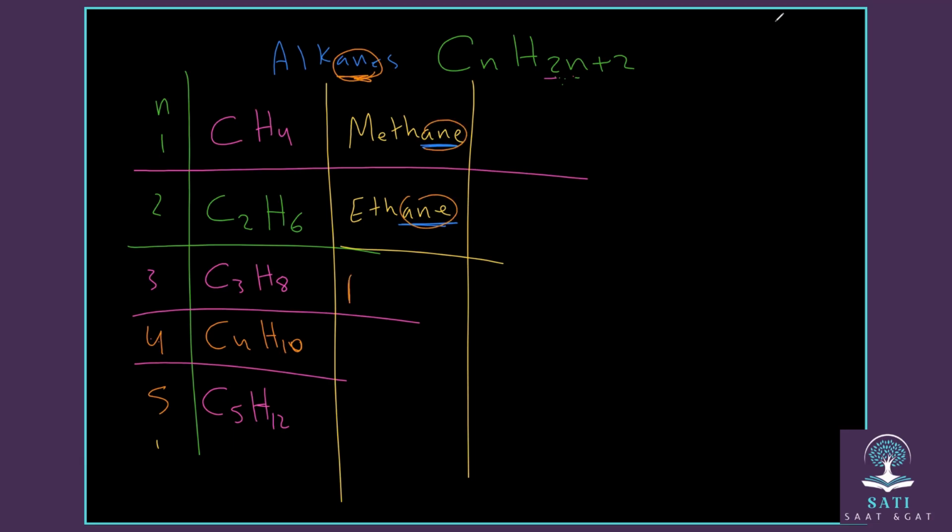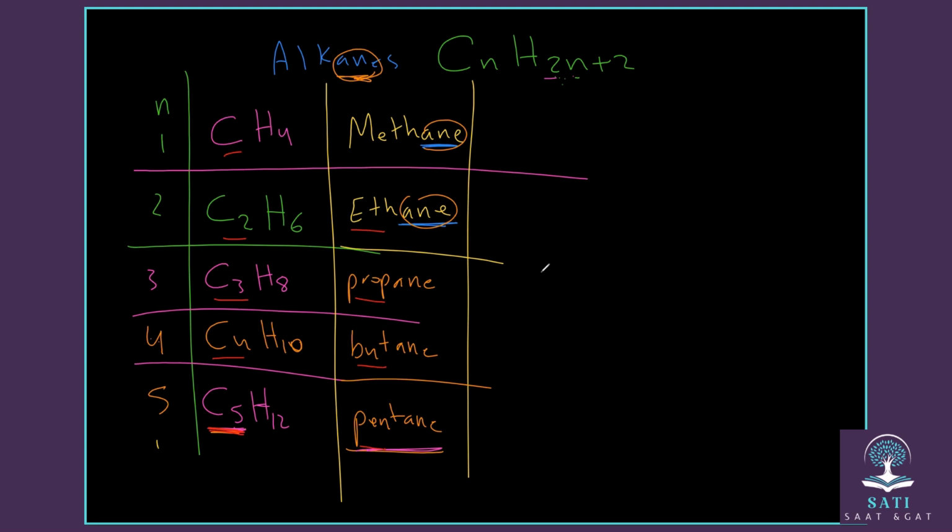The third one is going to be called what? Propane. Also A-N-E. Then here is going to be what? Butane. Good. Which next one now will be? Pentane. So you link the name here, pentane, with how many carbon atoms there are, which is 5 here. As you see, 5 carbon atoms, it is pentane. 4 butane, 3 propane, 2 ethane, and 1 methane.